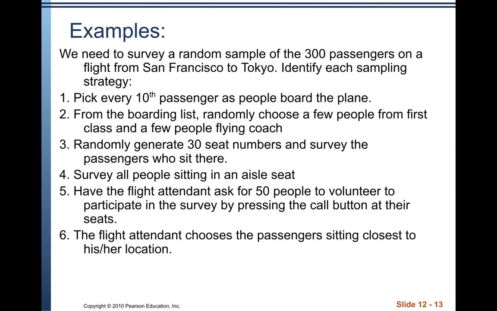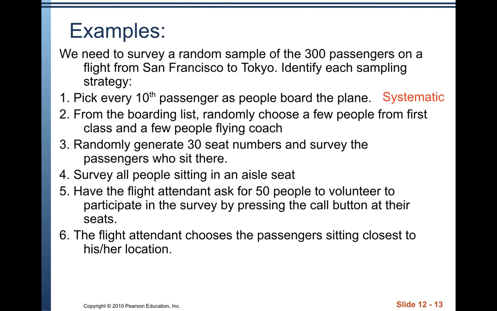We need to survey a random sample of the 300 passengers on a flight from San Francisco to Tokyo. Identify each sampling strategy. Number one, pick every 10th passenger as people board the plane. Which sampling method is that? The key is every 10th passenger. That is a system, hence a systematic sample.